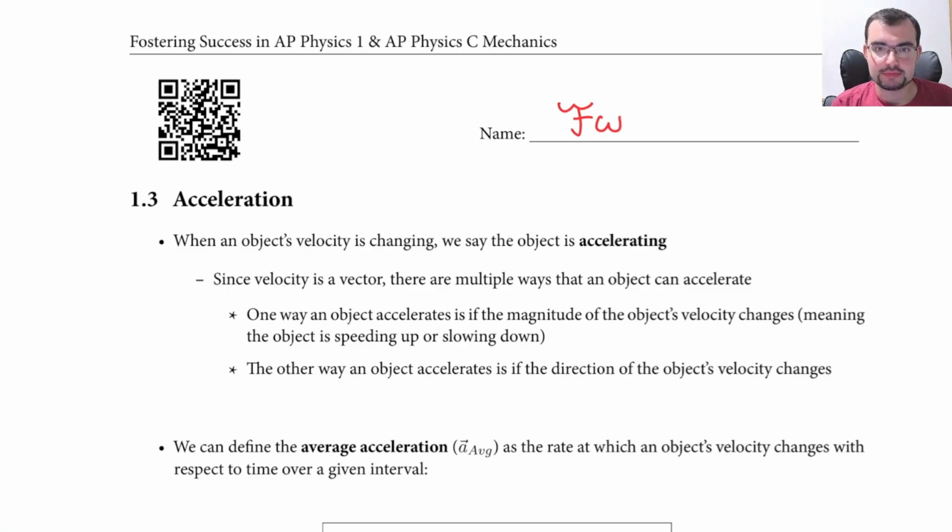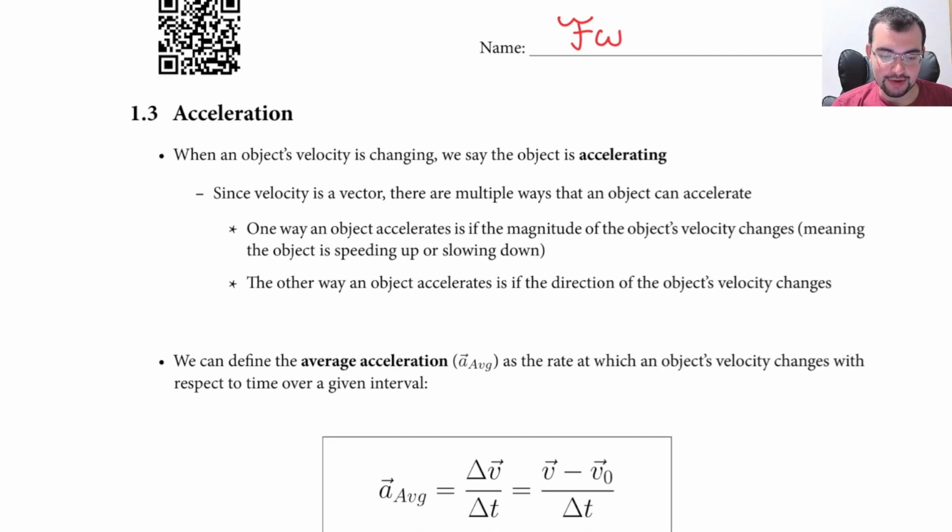All right. So we did the case where the velocity is constant, so it makes sense that now we'll do the case where the velocity isn't constant. And that's called acceleration. Since velocity is a vector, there are a couple ways that we can say an object accelerates.